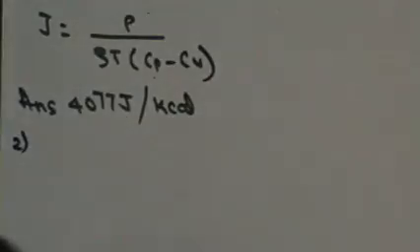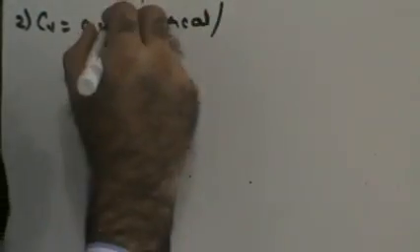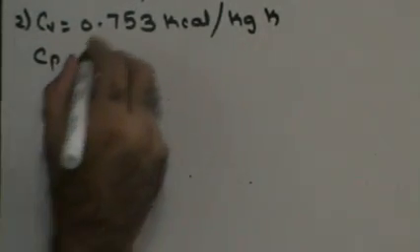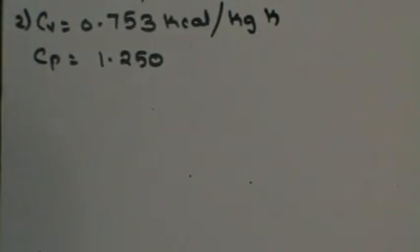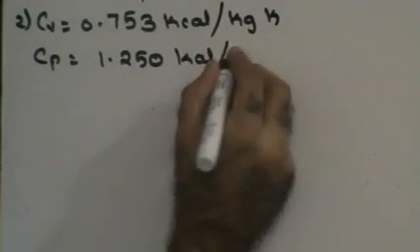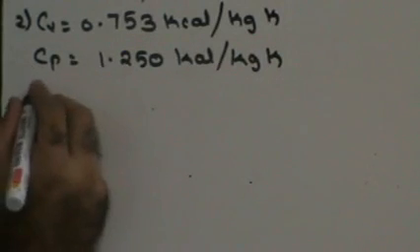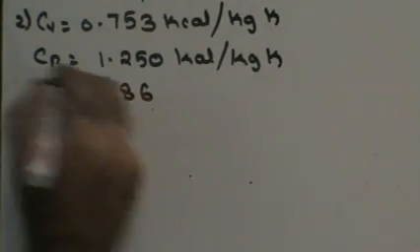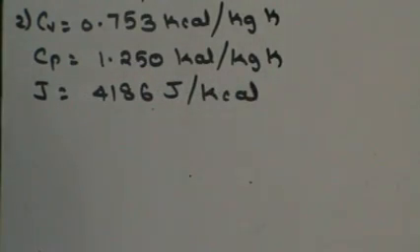Next, take down next one please. If for a gas, Cv is 0.753 kilocalorie per kg Kelvin, Cp is 1.250 kilocalorie per kg Kelvin, J is 4186 joules per kilocalorie. Find R for helium gas.